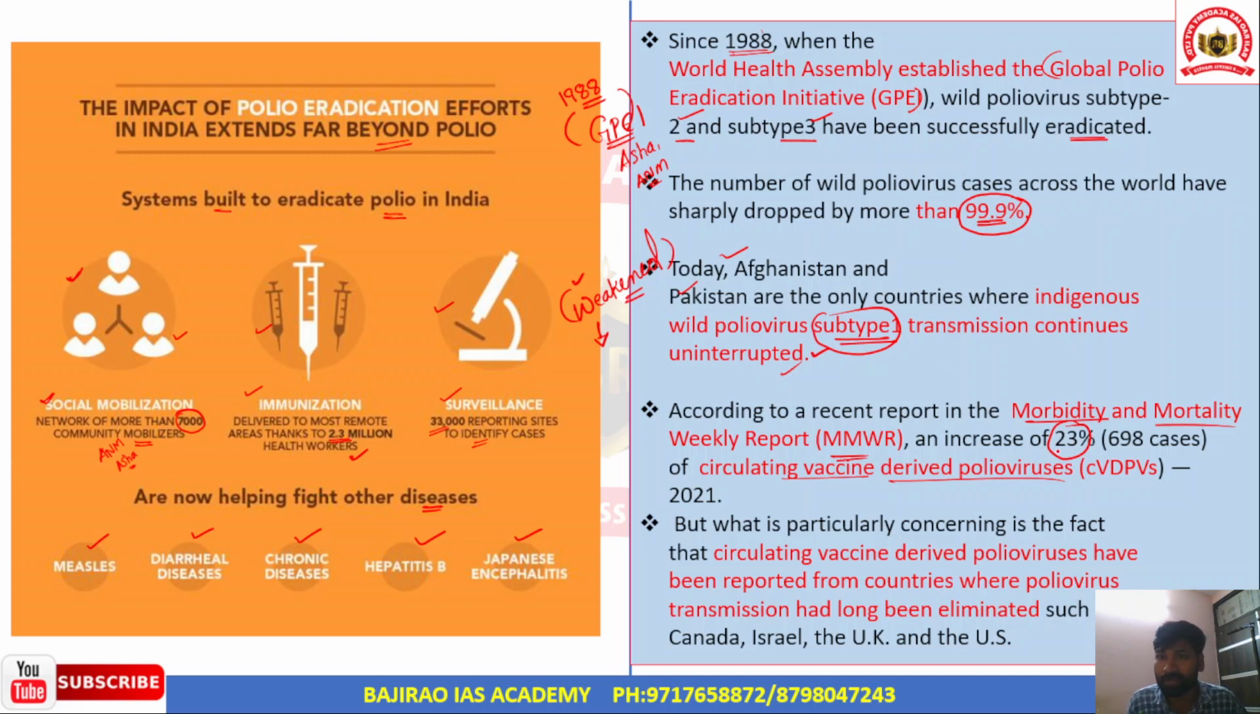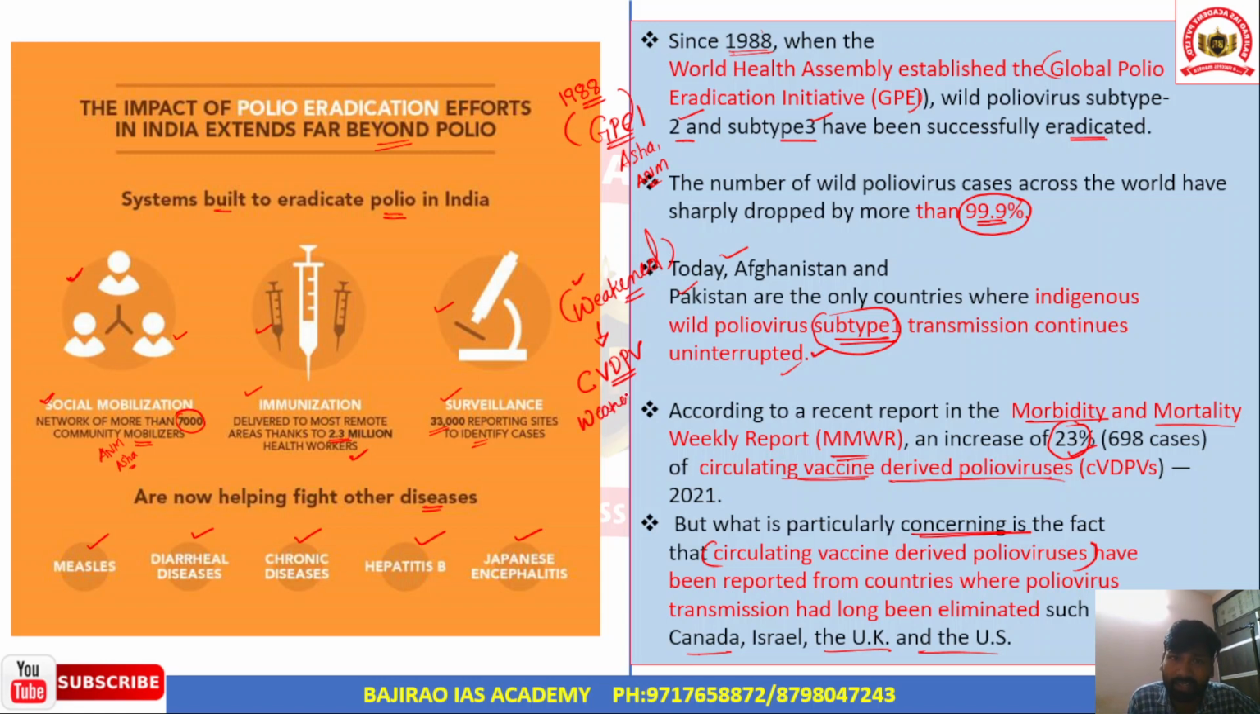Okay, so there has been a 23% increase in circulating vaccine derived polio viruses. However, this is particularly concerning because the circulating vaccine derived polio viruses have been reported from countries where polio viruses have long been eradicated, particularly the developed Western countries like Canada, UK, US. So this is the reason why it is particularly concerning, because the circulating vaccine derived polio vaccine is a weakened vaccine.